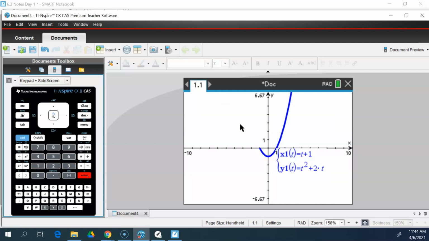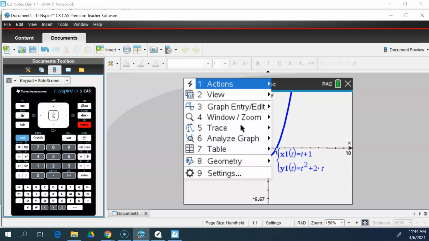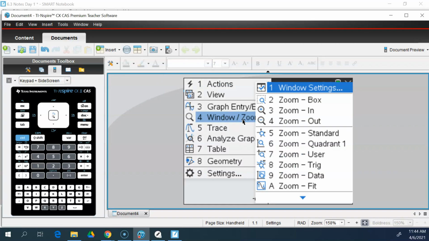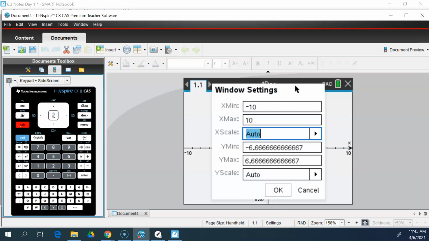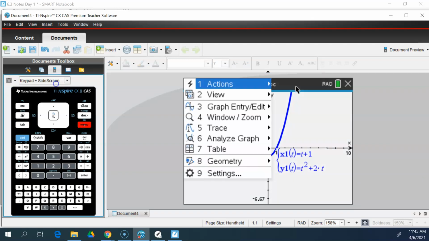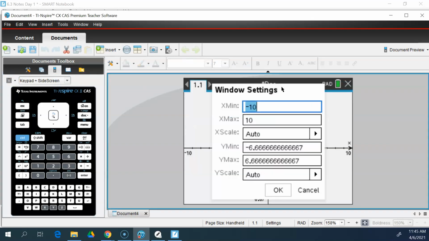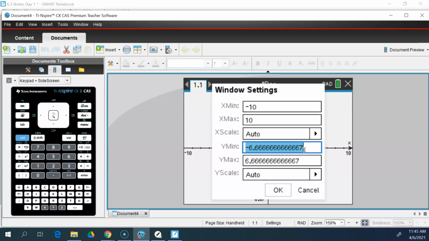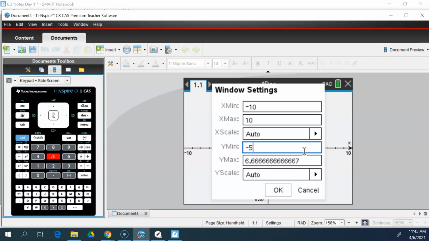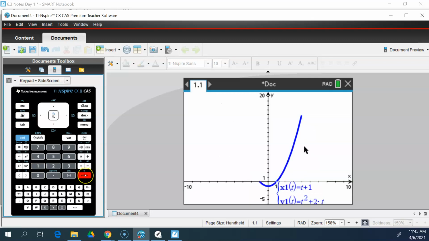But we went up to 15, correct? Because we have that t-chart value. So we're going to go menu, window zoom, and we're going to edit our window settings. X's we're fine with. Y minimum, we're going to make that just be -5. Y maximum, we're going to make that be 20. And I like going by ones. And there is our graph.